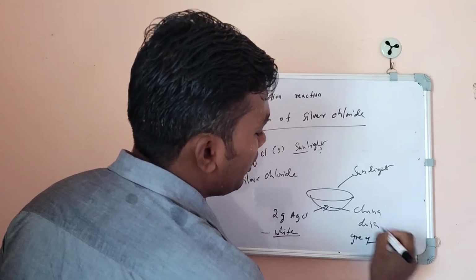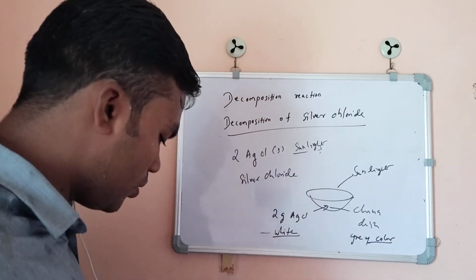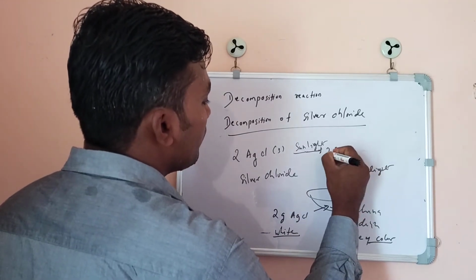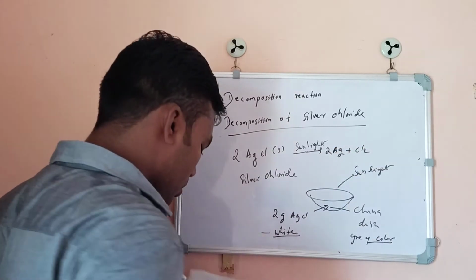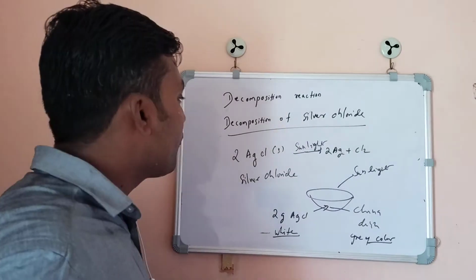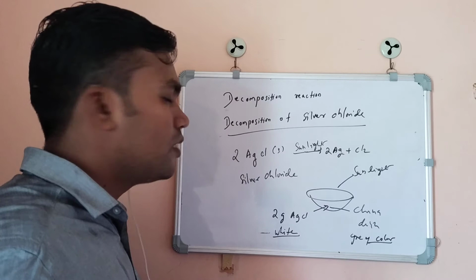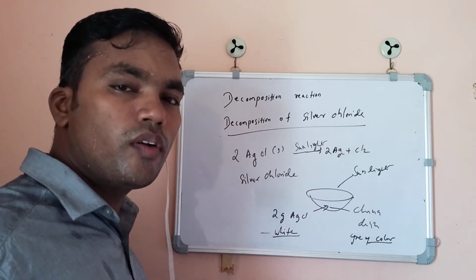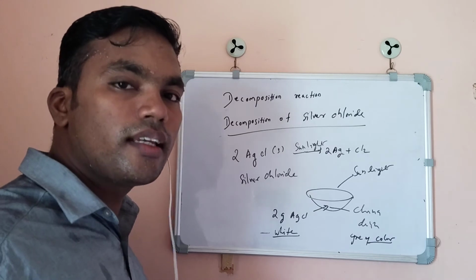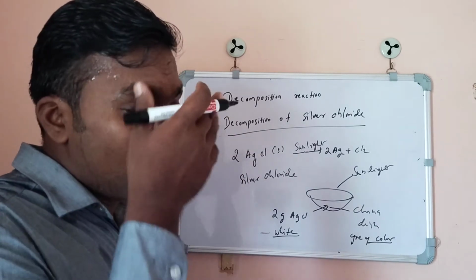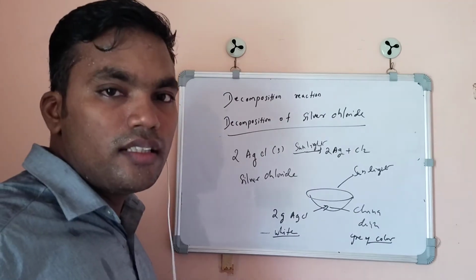This is due to the decomposition of silver chloride to silver and Cl2. In this reaction you have learned the decomposition of silver chloride. You can perform this reaction. Take a little amount of silver chloride, place it in a China dish, and keep this China dish containing silver chloride in sunlight. Keep it for 5 to 10 minutes.